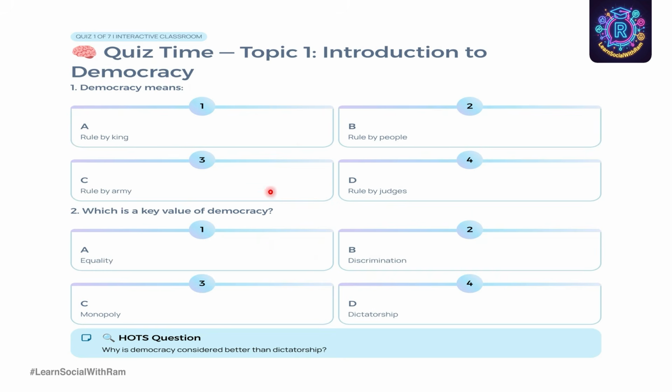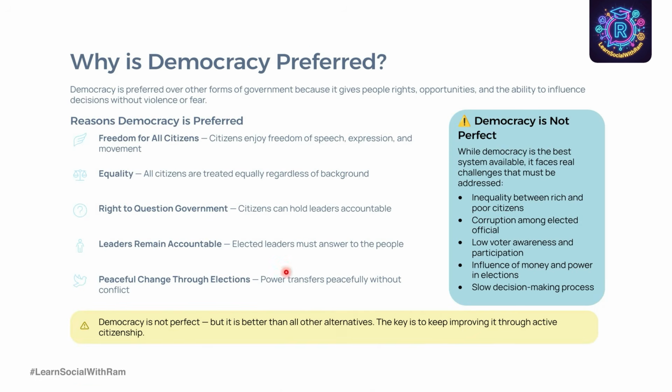Let's try to answer the two quiz questions. I want you guys to comment the answer below. The first quiz question: democracy means option A, rule by king, option B, rule by people, option C, rule by army, option D, rule by judges. The second question: which is a key value of democracy? Option A, equality, option B, discrimination, option C, monopoly, option D, dictatorship. And you can also write the answer for why is democracy considered better than dictatorship. Please do comment the answer below.